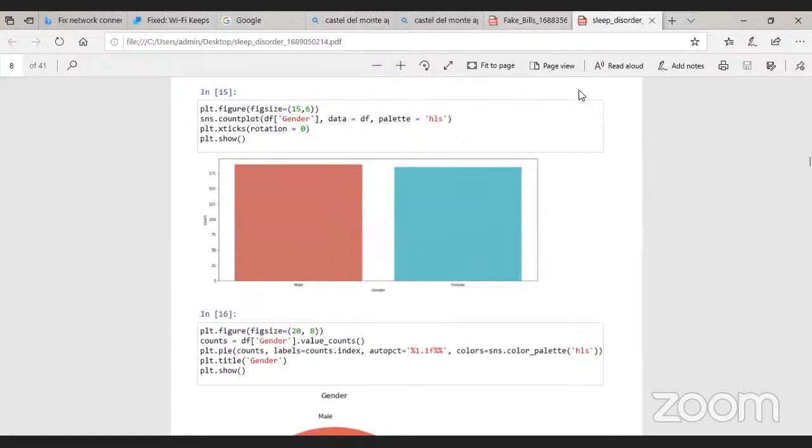Because tomorrow, when we are trying to fit a model, it should not happen that, if it is an imbalanced data set, let's say 90% of my data is about males and only 10% is for females, the model will obviously be more prone to the male category of data.